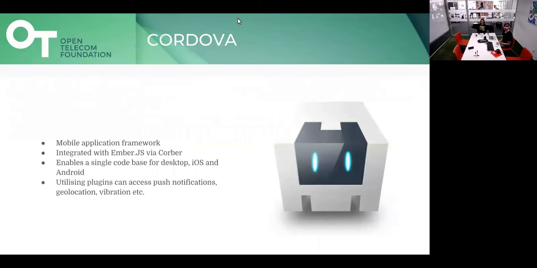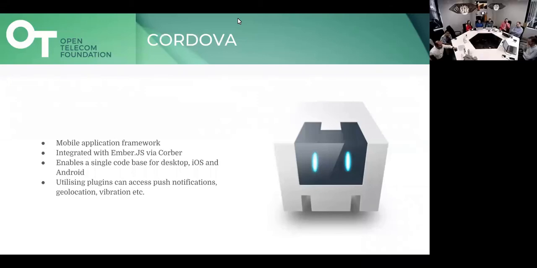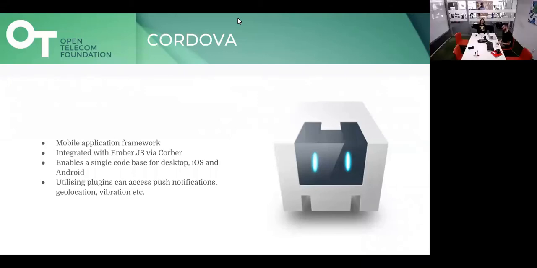Finally, for the mobile support, we used Cordova. So Cordova was PhoneGap. Well, they're kind of two very similar projects. And it allows you to build iOS and Android apps from a JavaScript base, and then you can use plugins to use push notifications, geolocation, vibration, native phone features. So that's quite cool.